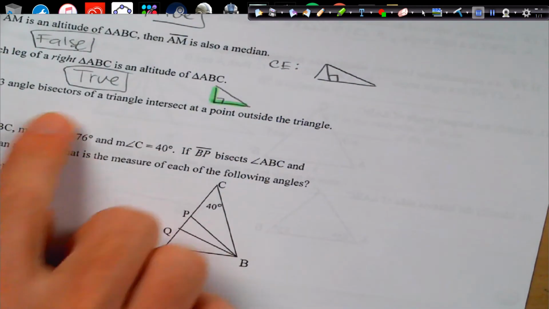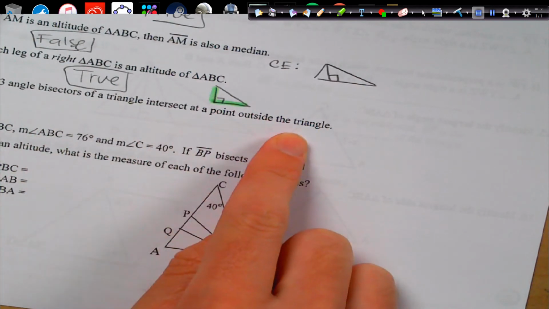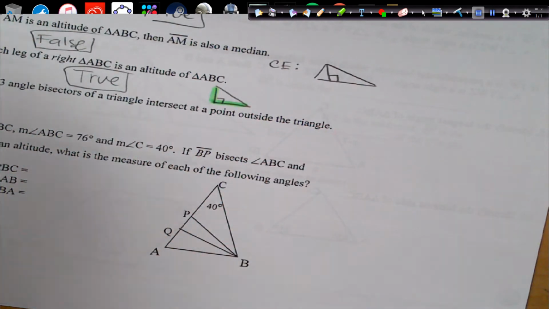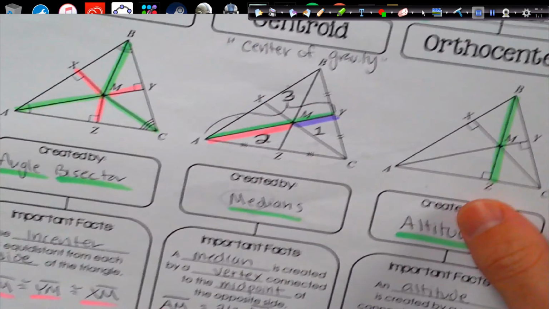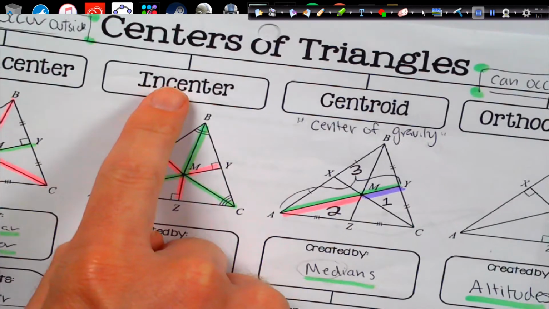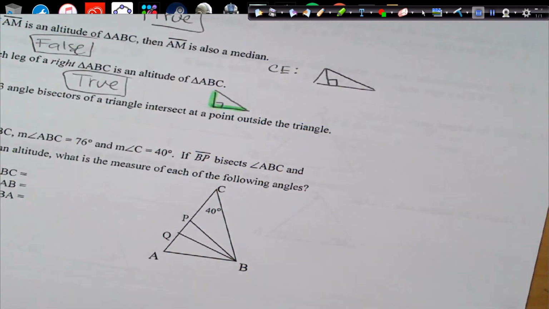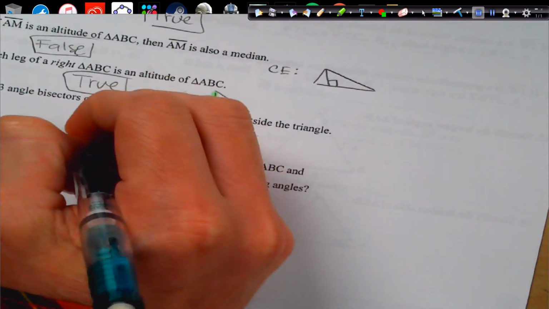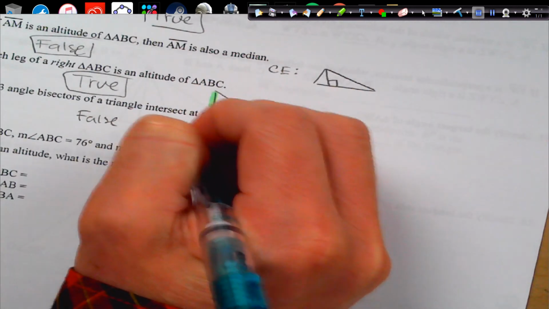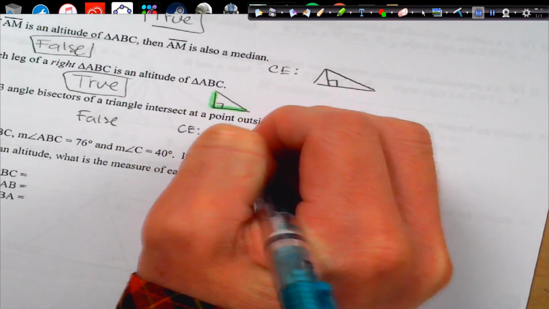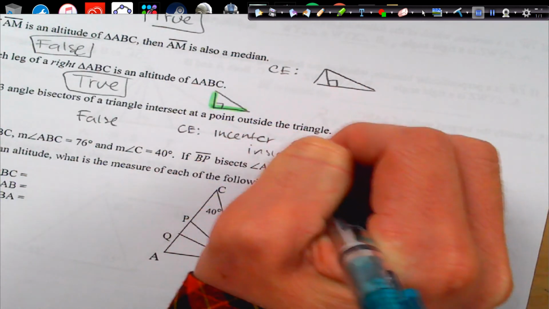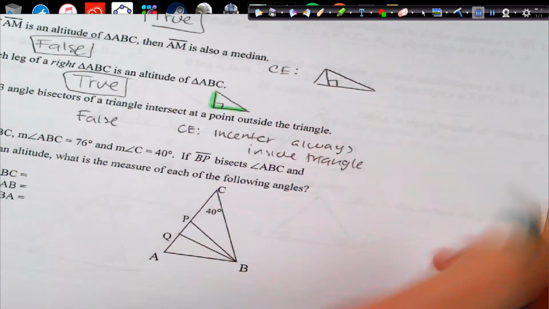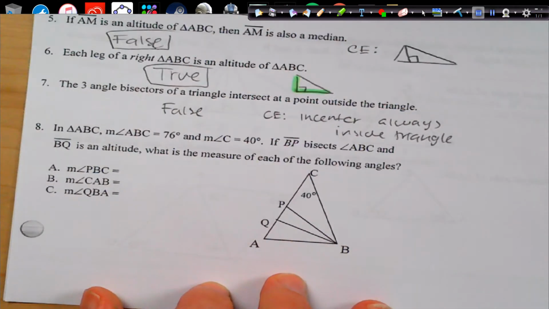3 angle bisectors of a triangle intersect at a point outside the triangle. Well, if we think about it, we have our nice little graph here. I don't know if you can see it here, but 3 angle bisectors make up the incenter. The incenter is always going to be inside the triangle. So that is not true. That is false. Okay, the counterexample: incenter, always inside triangle. All right. Sorry, I was a little off key on that one.